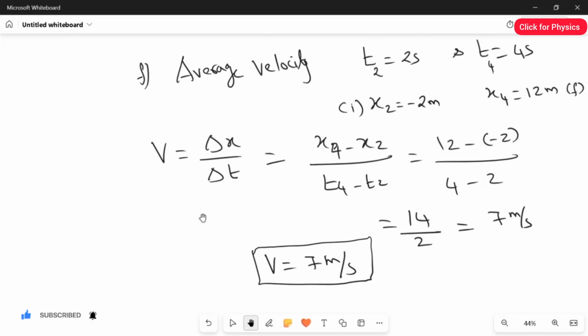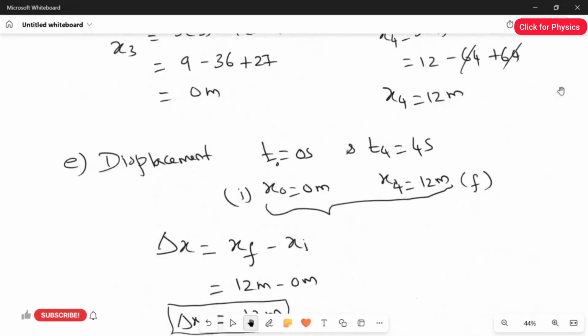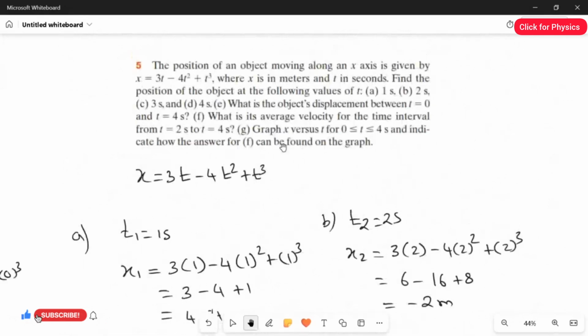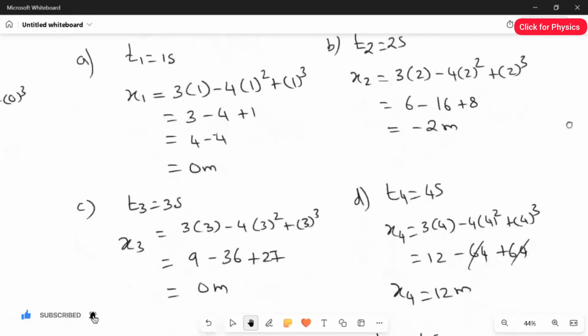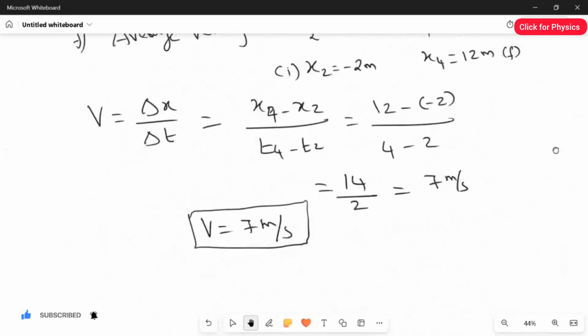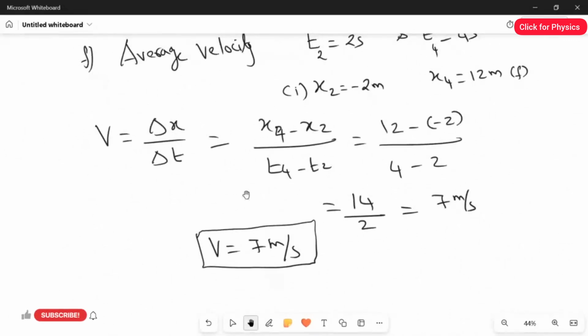So we have to come for the last part, which is G. Let's read what is given in the G part. Graph x versus t for 0 less than or equal to t and less than or equal to 4 second, and indicate how the answer for F part can be found on the graph. So what they told, by using all the values of t and its respective position, we have to plot the graph. And after that, we have to show how we got the answer in F part. What answer we got in F? We got 7 meter per second. So first you have to draw the graph between x versus t, and then you have to show the answer for F from the graph.